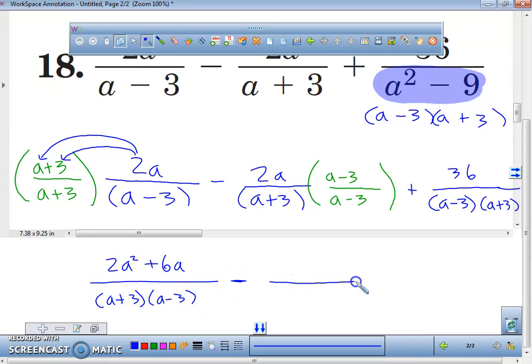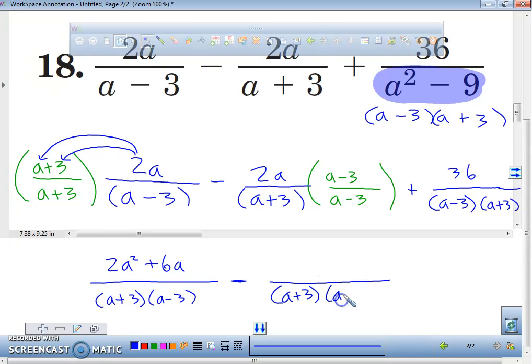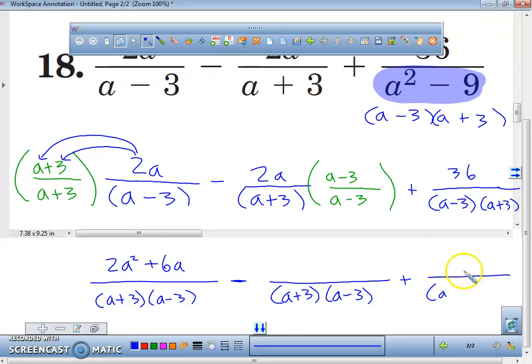Minus. Just so you know, it's still going to be A plus 3 and A minus 3, and this will still be, oh, that's a horrible A plus 3. Let's just pretend that didn't happen. This one is easy, it just stays 36.